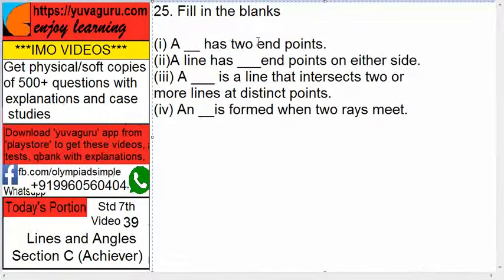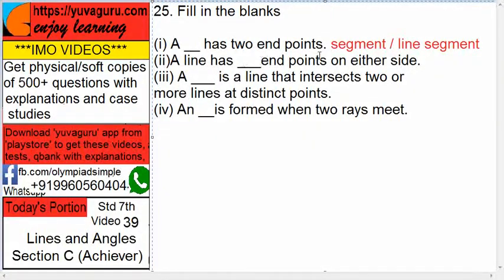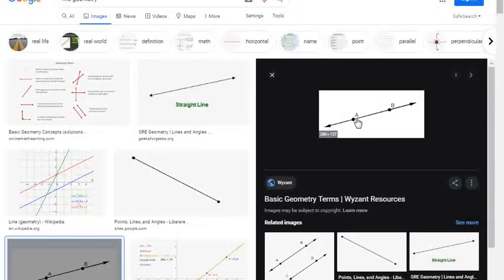Next, fill in the blanks. A dash has two endpoints. Segment. See this segment, A and B, two endpoints. Some people call it a line segment. A line has dash endpoints; on the other side, no endpoints. See, this is a line. It has two points, but the arrows move forward to this side also and this side also. So it does not stop like the segment earlier. This segment stops, a line does not stop. So it has no endpoints.